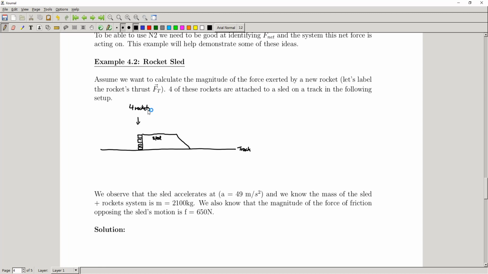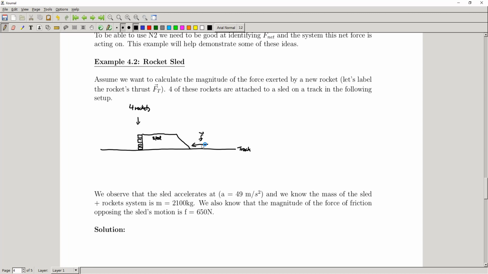We fire off the rockets and we observe that the sled accelerates at 49 meters per second squared. We know the mass of the sled plus rocket system, all that stuff put together, is 2,100 kilograms. And we know that there is a force of friction opposing the sled's motion, which I'll draw in here. We're going to label it like this. This is our force of friction, and it has a magnitude of 650 newtons. Okay. So the question here is, if we know the mass, the acceleration, and the opposing force of friction, what thrust are each of these 4 rockets supplying to the system here?